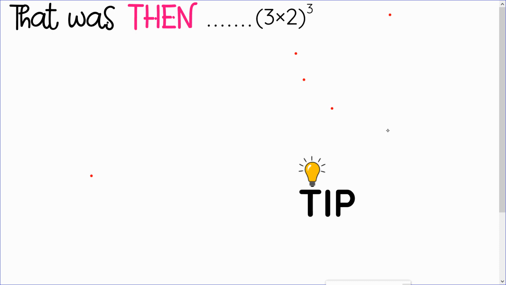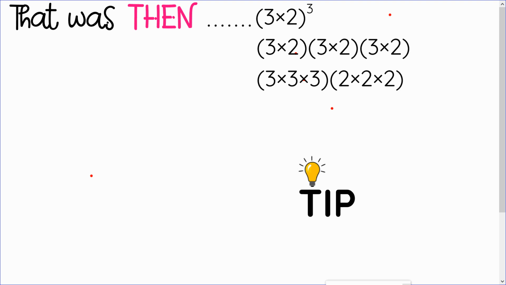Well, that was then, when I would take 3 times 2 and raise it to the exponent of 3. Now I know I could do 3 times 2 is 6, but I'm not going to. I'm going to simplify this, or expand this, using repeated factors. So 3 times 2 to the exponent of 3 means I'm going to take 3 times 2 and multiply it by itself 3 times. I'm just going to rearrange that, where I'm going to put all the 3s together and all the 2s together to look like that.